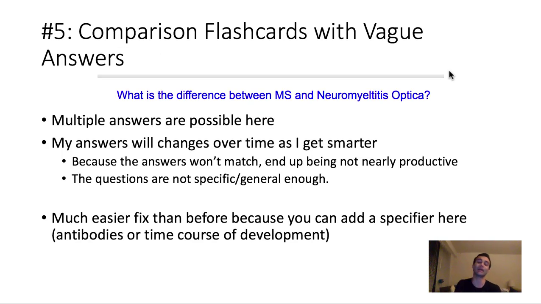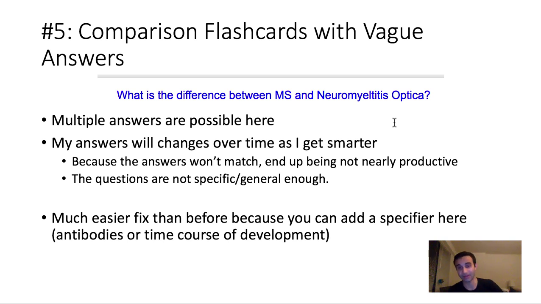And the fifth mistake I make, and I see other people make when they make flashcards, and this is a horrible way to make flashcards, is to have comparison flashcards that also have vague answers. So for example, here's a flashcard I made. What is the difference between multiple sclerosis and neuromyelitis optica? Again, there are multiple answers that are possible here.